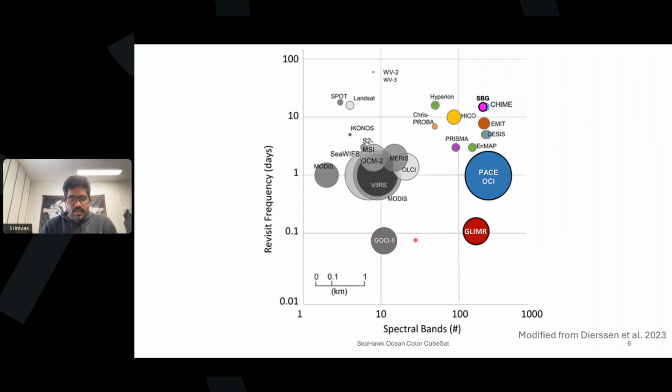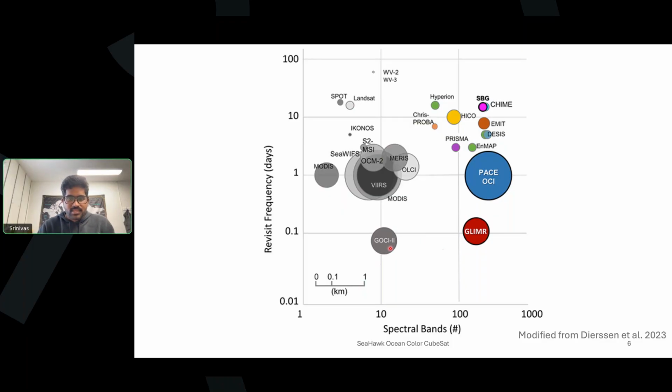For example, this is a chart from Dearson et al. 2023. On the x-axis, you have the number of spectral bands, and on the y-axis, you have the revisit frequency of each of the satellites, which means how much time each satellite takes to revisit the same place. And you can see that there are two clusters here, the one in the black and white or gray, and the ones in color. The difference is these are multispectral sensors, which means they have a limited number of bands, 8 to 20, whereas on the right you have this cluster, which is hyperspectral. So you have more than 90 or 100 bands in each of them.